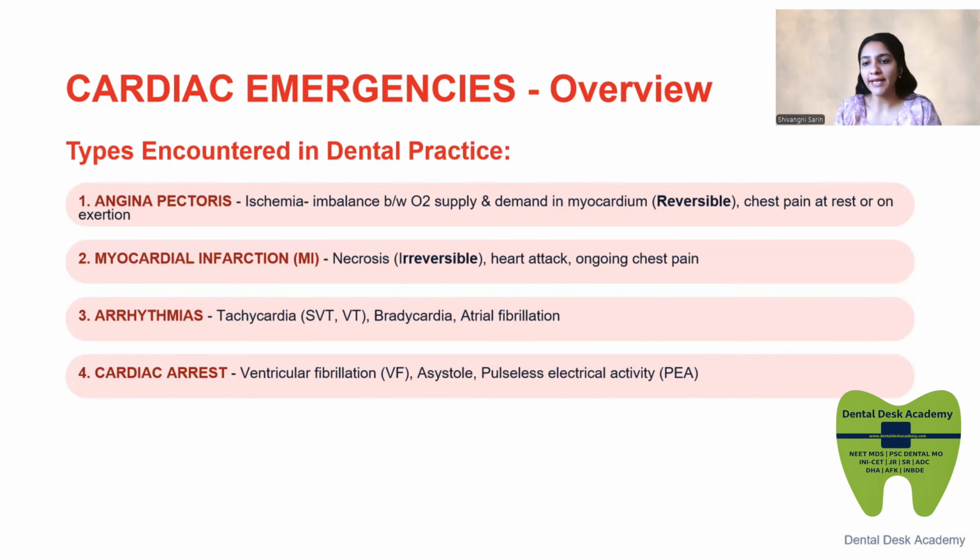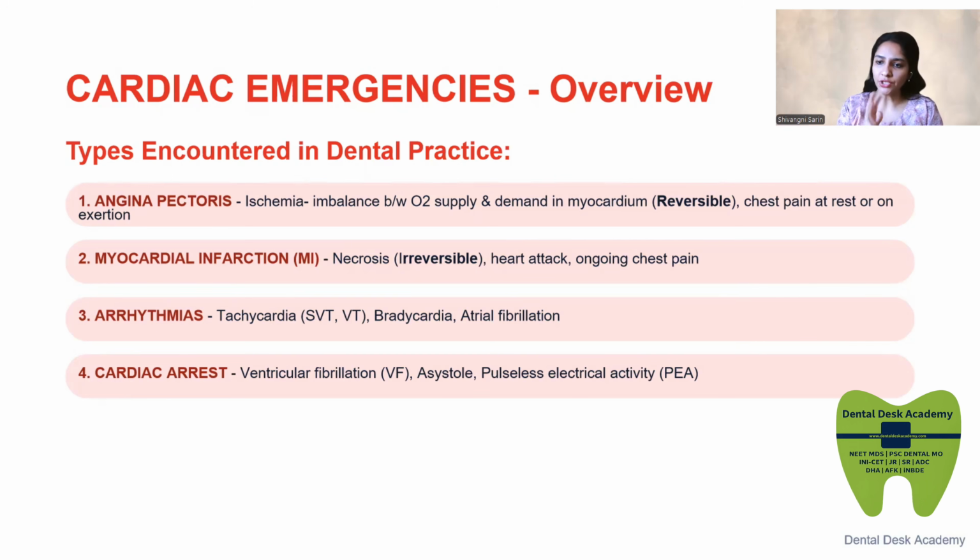Now let us talk about cardiac emergencies. As I said, you have a lot of types of cardiac emergencies. There are going to be 3 which we are going to be discussing mainly: your angina pectoris, your MI, myocardial infarction, and your cardiac arrest. Arrhythmias can also occur, but we'll not be discussing them at length today.